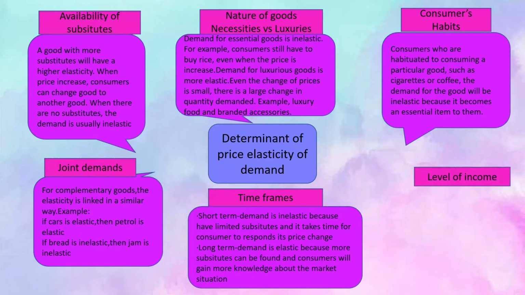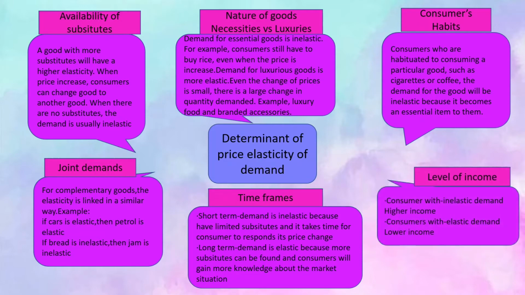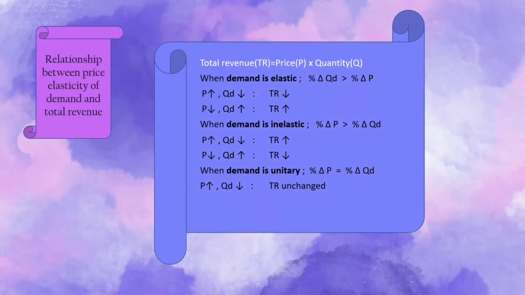Lastly, level of income. Consumers with higher income have inelastic demand because, being richer, they are less sensitive toward price change. However, consumers with lower income have elastic demand because they are more sensitive toward price change as it will affect their budget extremely. Lastly, these are the relationships between price, elasticity of demand, and total revenue.